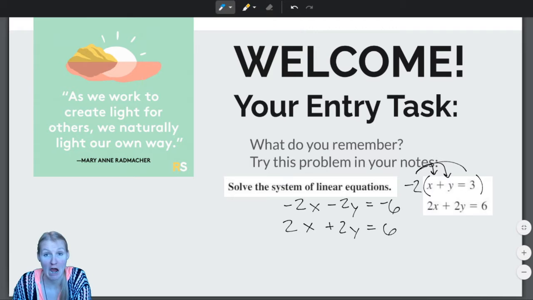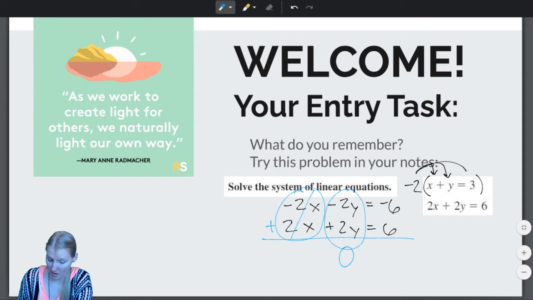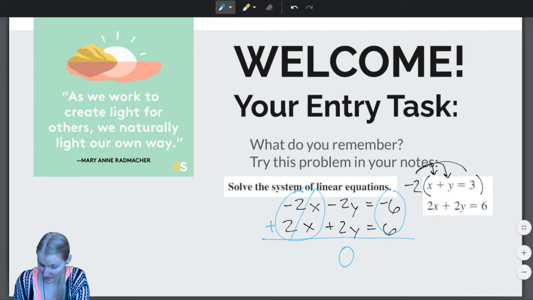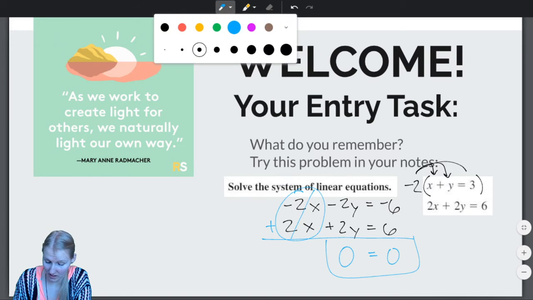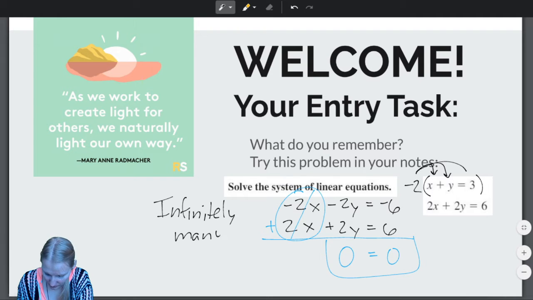Now I'm ready to add these together, and my x's will cancel, they go away, they are eliminated. My y's, negative 2y plus 2y is 0, and negative 6 plus 6 is 0. So when I get something that is always true, when I get an equation that is a true statement, I know that there must be infinitely many solutions.